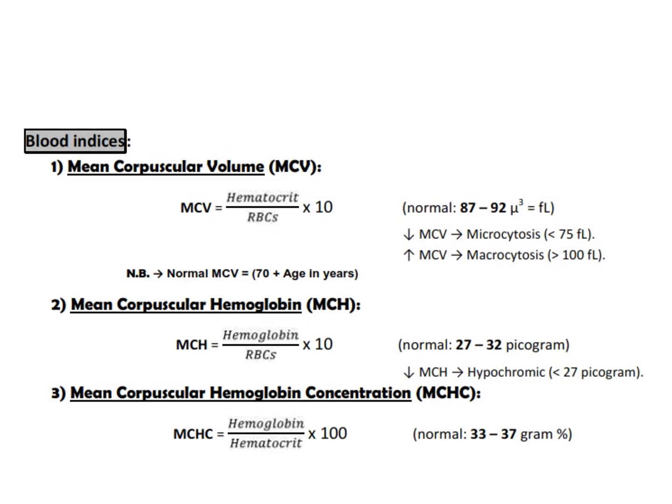What about the mean corpuscular hemoglobin concentration? It is just the concentration of hemoglobin in the RBCs. So it's hemoglobin over hematocrit, and it's said to be 33%, as I mentioned. The MCHC is increased to more than 33 in patients with spherocytosis especially.